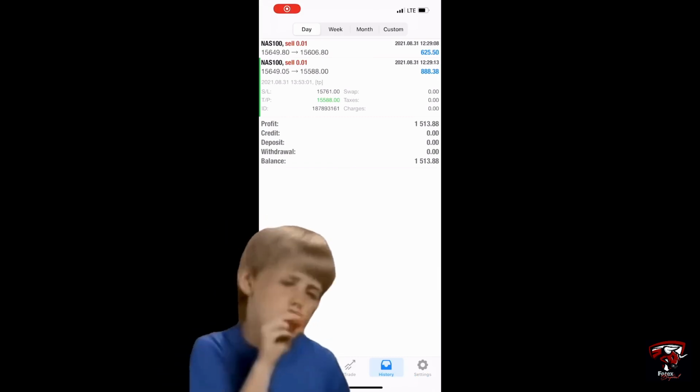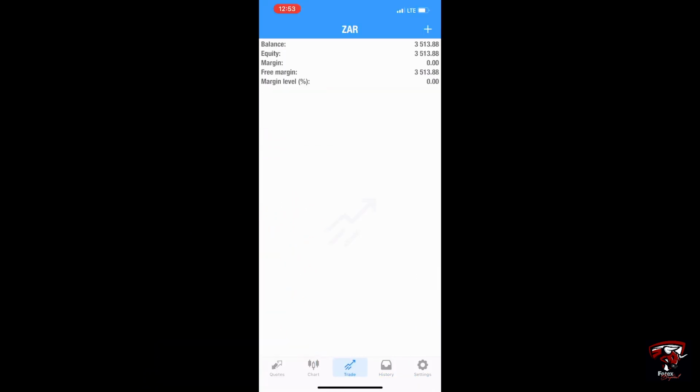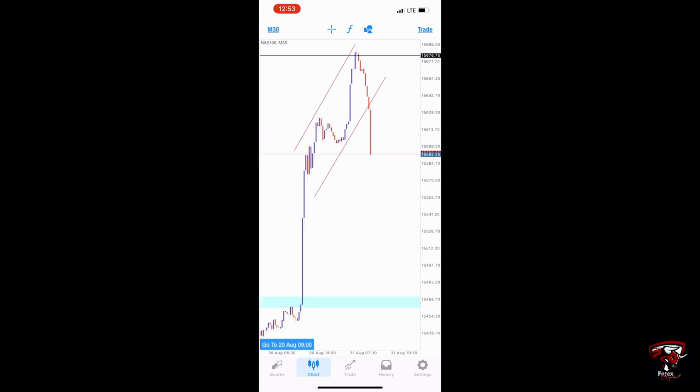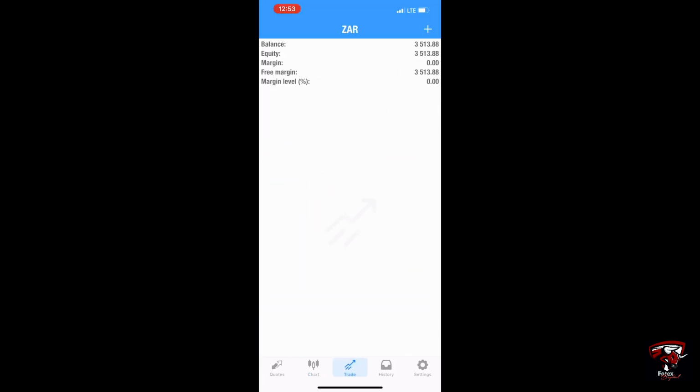Take profit hit, yes sir. Wow guys, beautiful trade. Let's check the analysis one more time. Still looks like a sell, but we are down for today guys. Let's continue tomorrow.